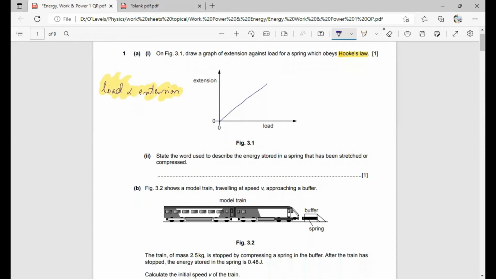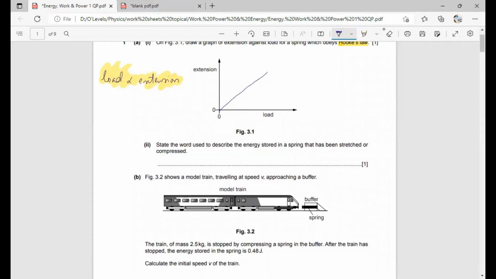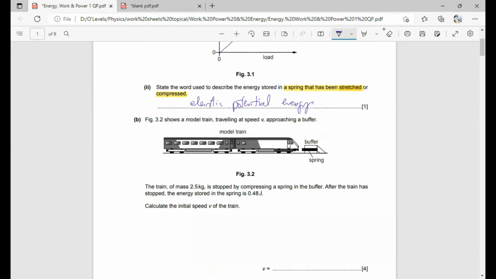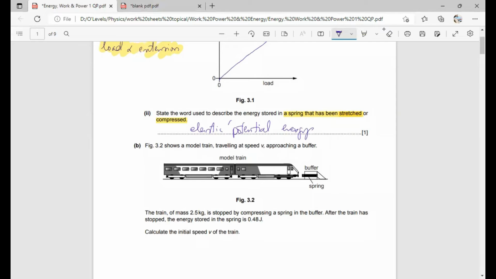State the word used to describe the energy stored in a spring that has been stretched or compressed. Remember that if we are using the stretched concept in a spring, that means this is your elastic potential energy. Okay, elastic potential energy, or you may write elastic energy as well.